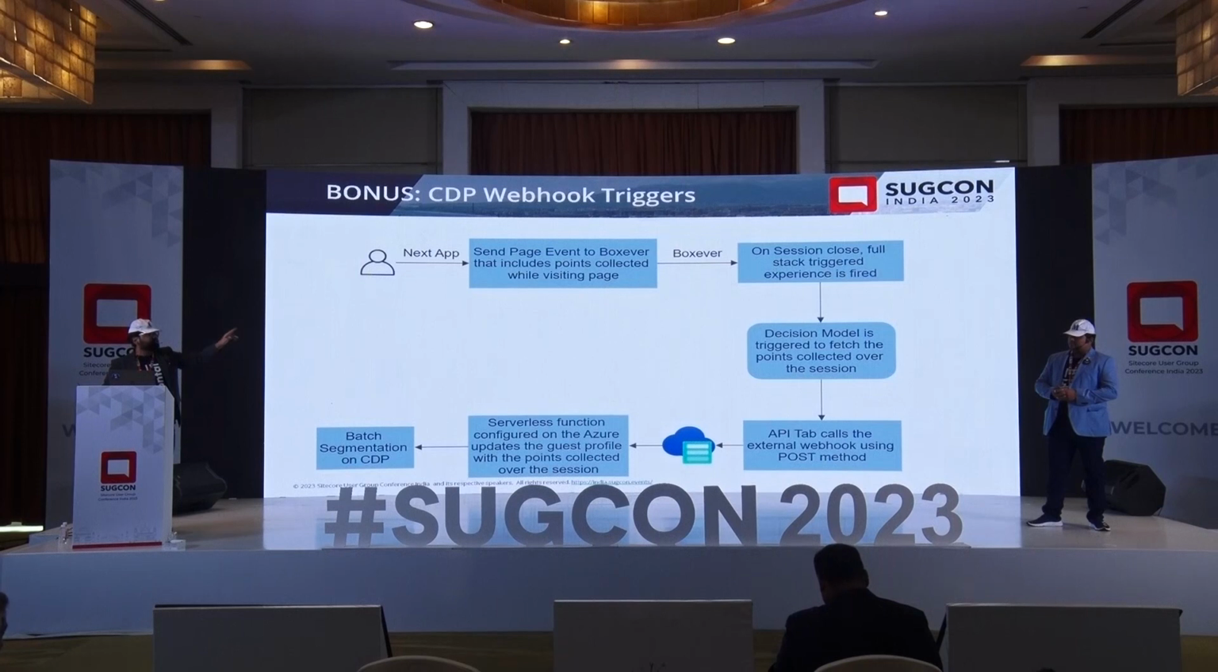Then the decision model is triggered to fetch the points. Then API tabs call the external webhook using the post method. This is the Azure serverless function. The serverless function updates my guest profile with the points collected, and I have a batch segmentation on CDP. All right.